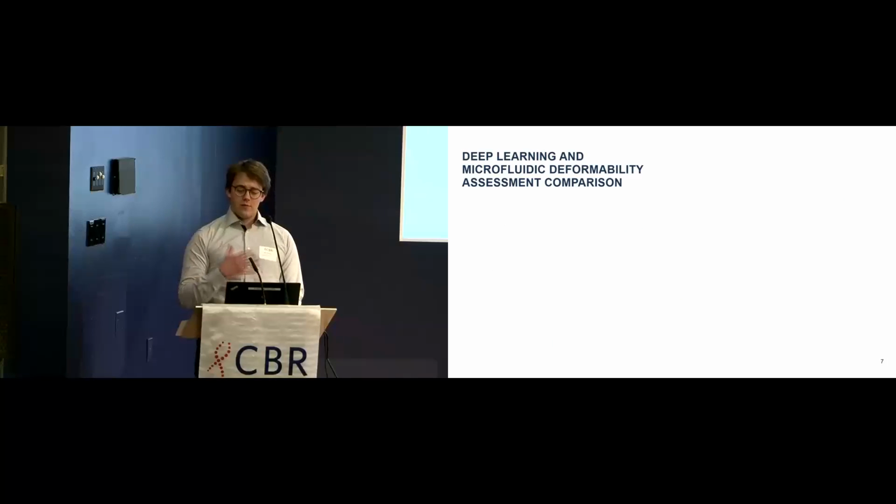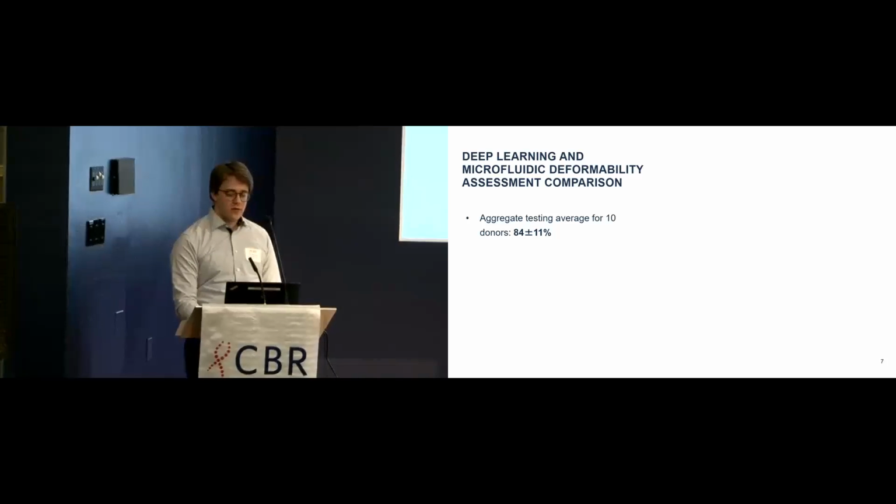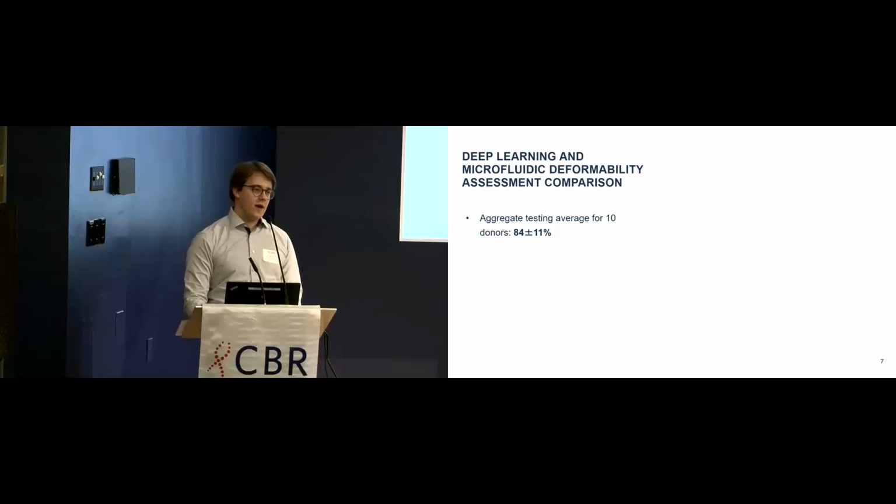Overall, the deep learning method was applied to 10 donors with an even sex split and for a variety of blood types. The training data for all 10 donors converged, and testing accuracies ranged from 68% to 98%, with an aggregate accuracy of 84% plus or minus 11%.